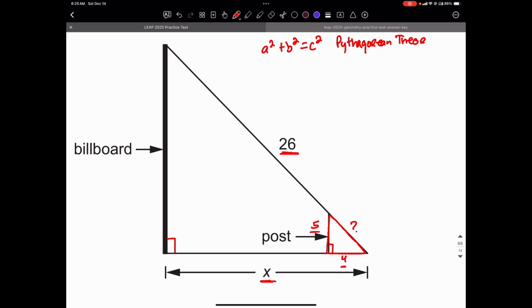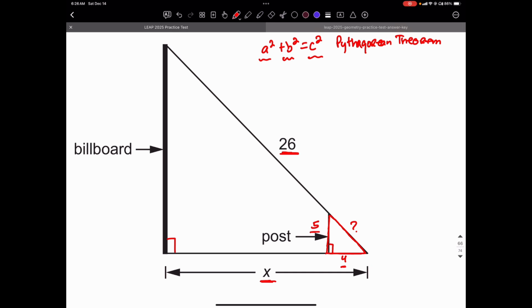At this point, you should not need any tutoring on the Pythagorean theorem, but in case you don't know it, the Pythagorean theorem states that the sum of the squares of the legs of a right triangle is equal to the square of its hypotenuse. So a squared plus b squared, that's the sum of those legs squared, is equal to the square of the hypotenuse.